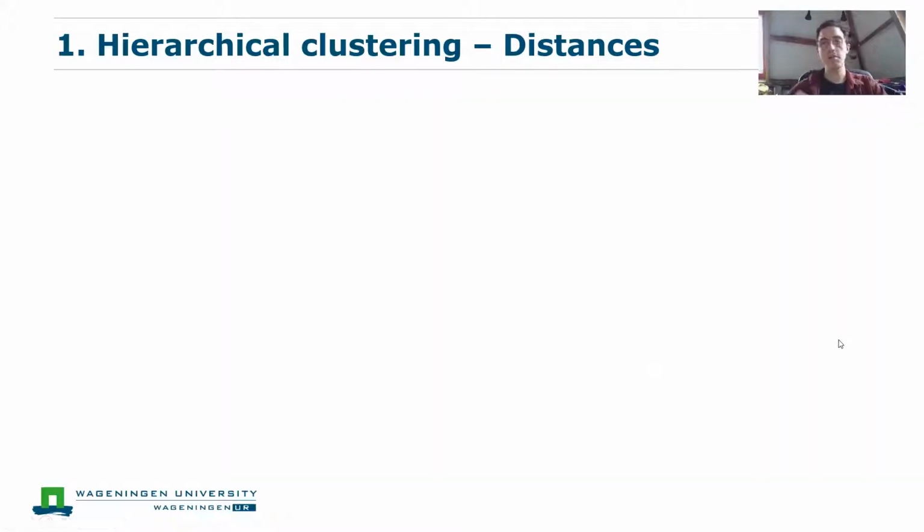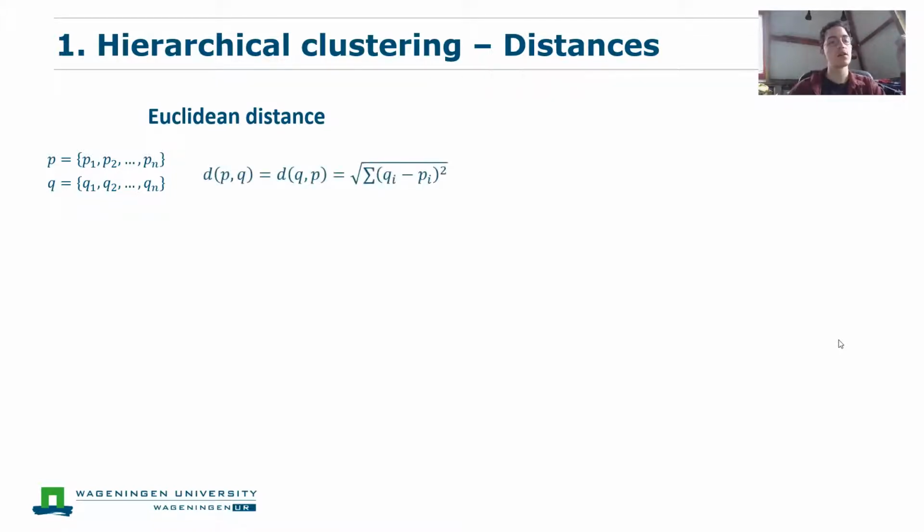Let's talk about distances. So the most typical, classical, and common distance is Euclidean distance. Euclidean distance is based on the Pythagoras theorem, and it just says that given 2 points that are defined by a series of values in n dimensions, the distance between these 2 points will be equal to the square root of the sum of the squared differences of those values.